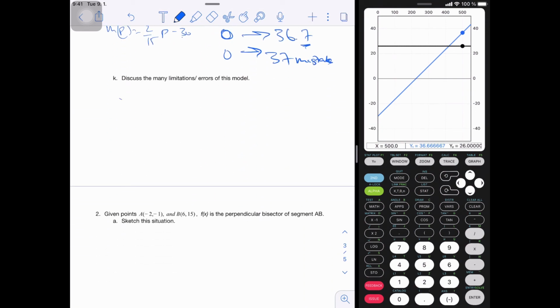Discuss any limitations. Well, what we are assuming is true is that the mistakes per hour is consistent throughout the day.